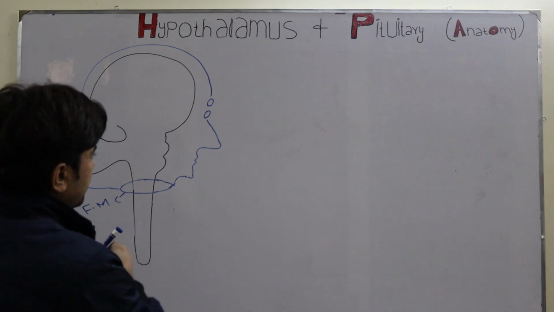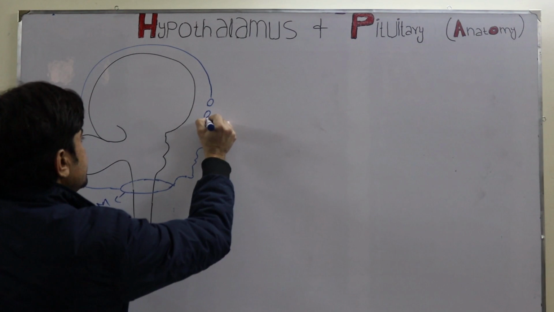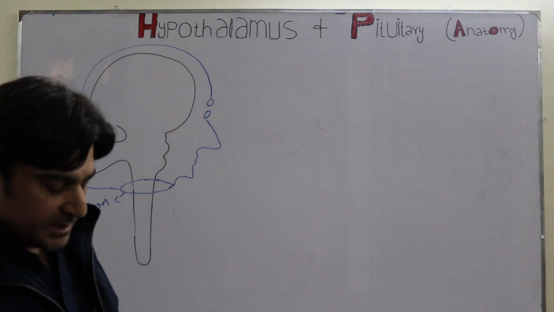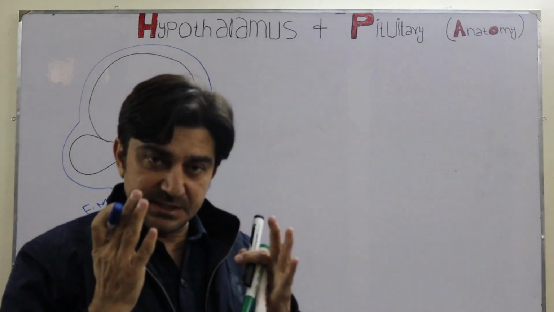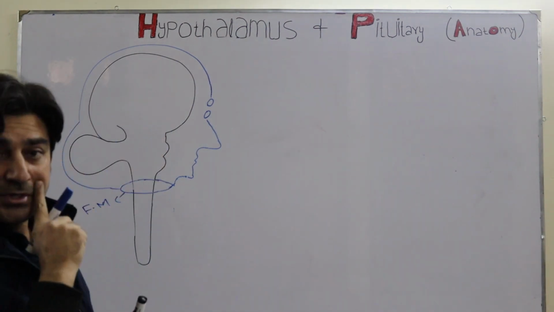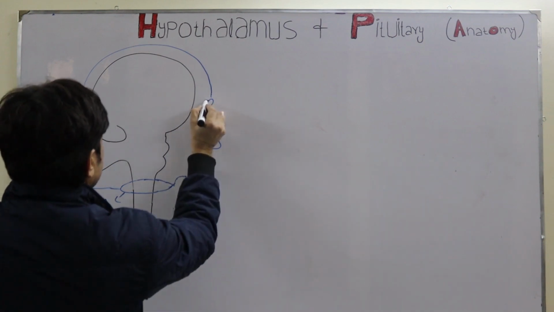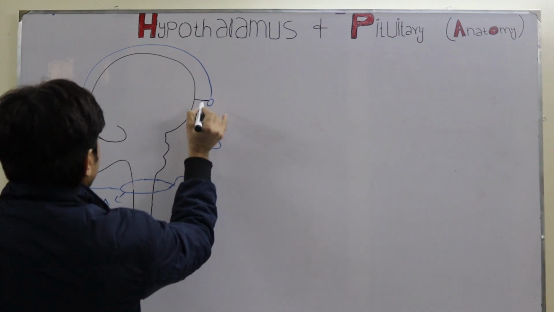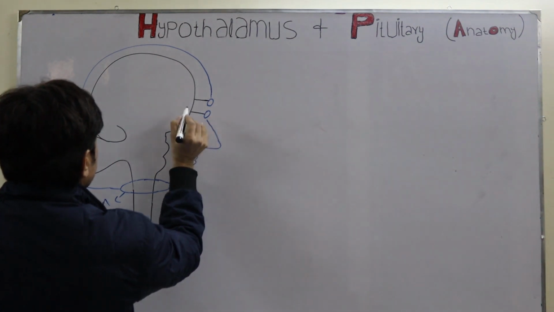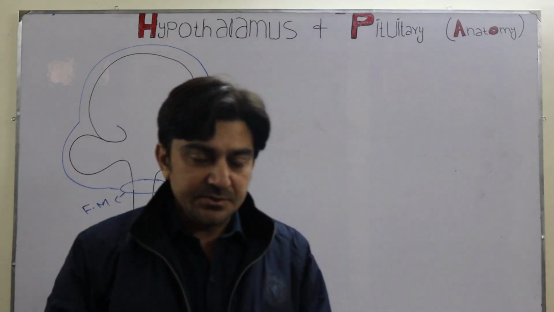And here are the two eyes. From these two eyes, the visual information, what we see, all this information moves to the brain through two nerves. These two nerves are called optic nerves. This is one nerve and this is another nerve. These are the optic nerves. Let me show in front of you.